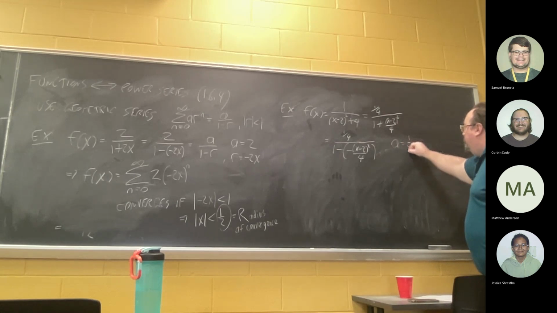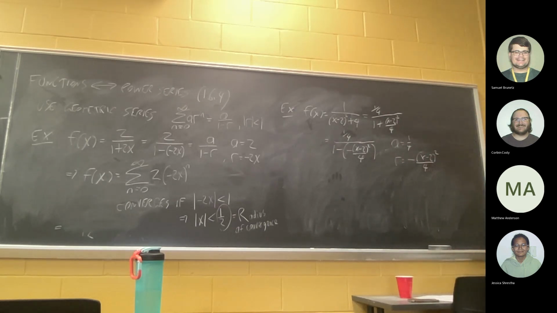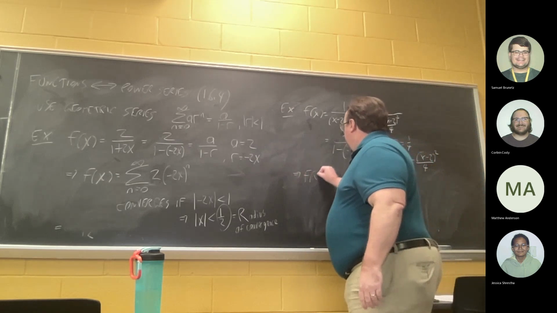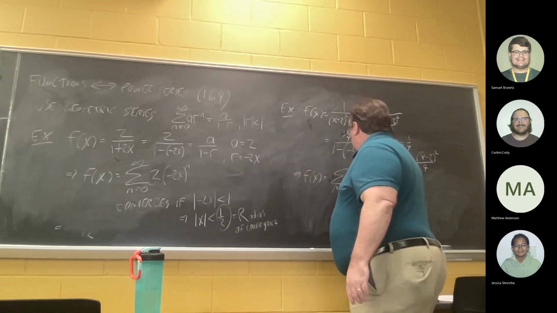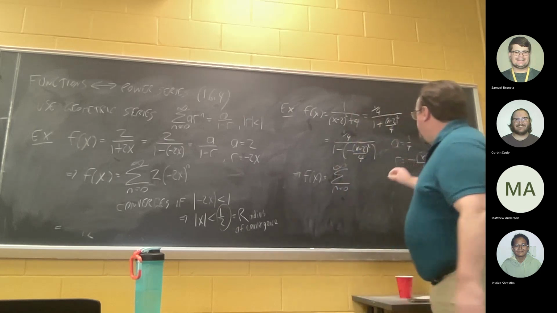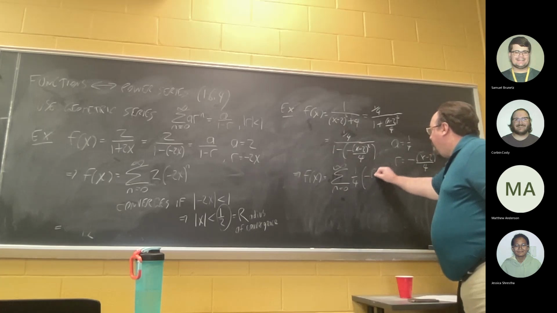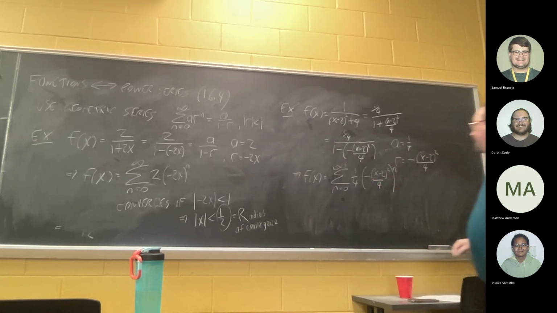A is equal to 1/4. R is equal to minus x minus 2 squared over 4. So now I can write my power series. I have my A, which is 1/4. And then my R is going to be minus x minus 2 squared over 4, all raised to the nth power.